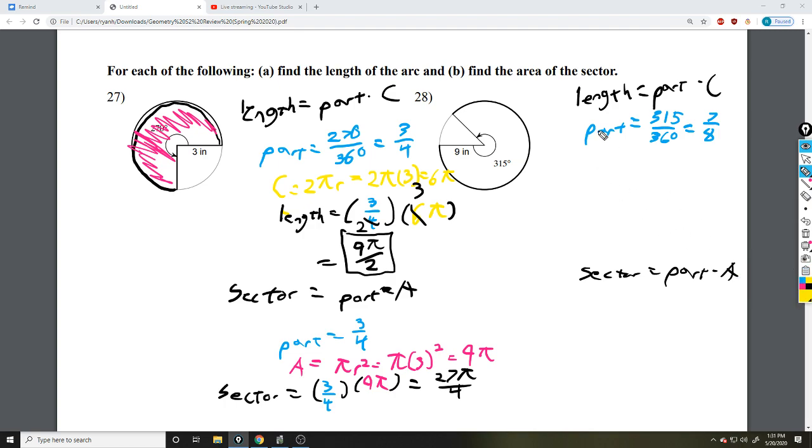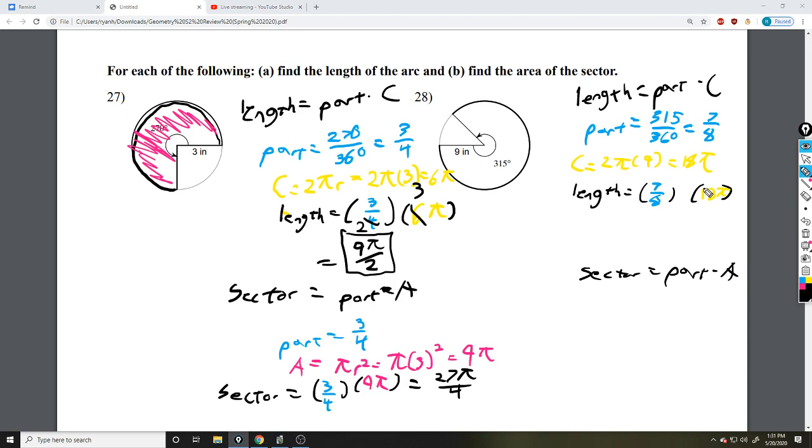And then our circumference is still 2 pi r. Circumference is 2 pi times our radius, which is 9 this time. So that is 18 pi. And so to find our length, we're going to multiply those. Our part that we went around the circle is 7/8 of the way around. And so we're going to take that fraction of the whole circumference to get our arc length.